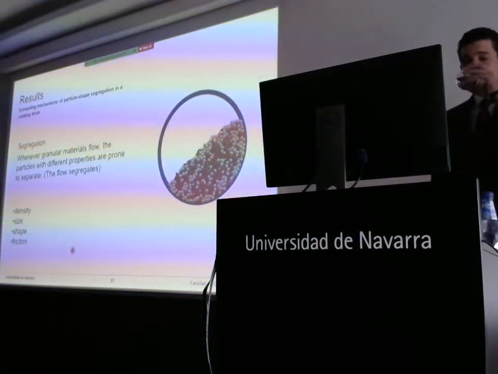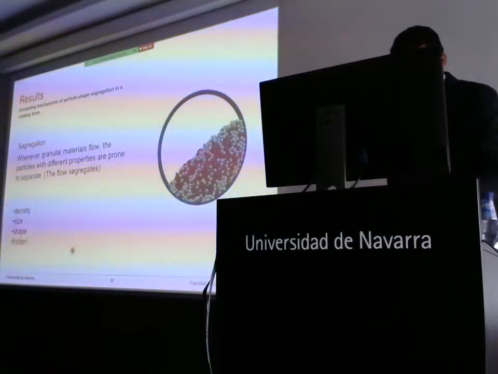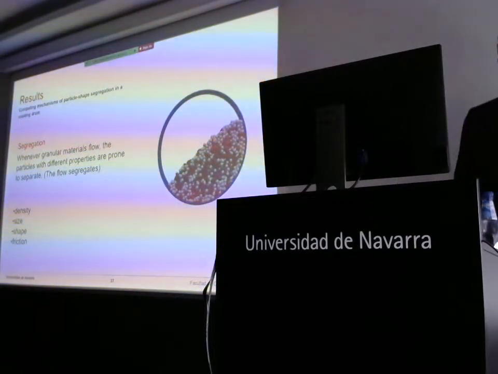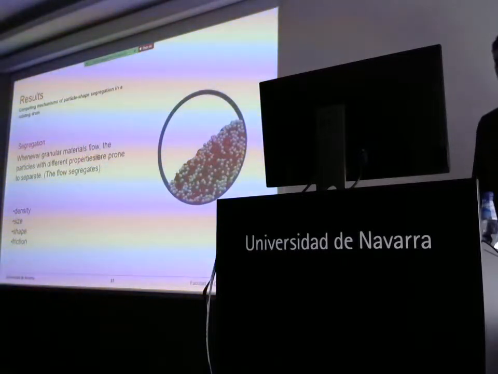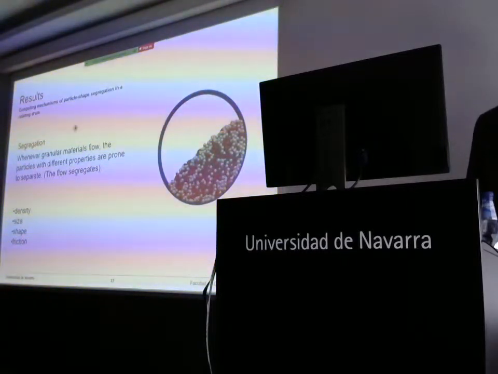So I will move on to the last benchmark that we have studied in this investigation, and here we address the particle shape segregation in a rotating drum.